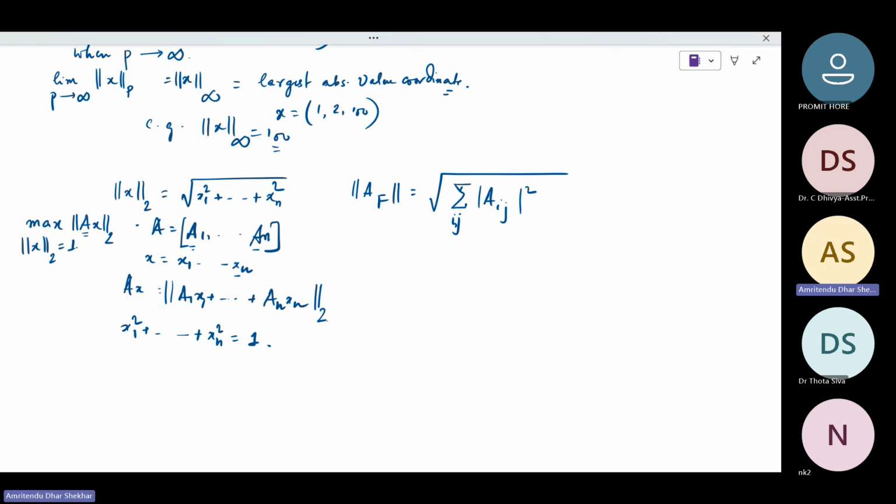Now the Frobenius norm and the two norm are actually equivalent. Yeah, I think you can show this. I think I read it somewhere that the Frobenius norm and the two norm are equivalent. I think they're equivalent, but I don't recall a proof right now for this.